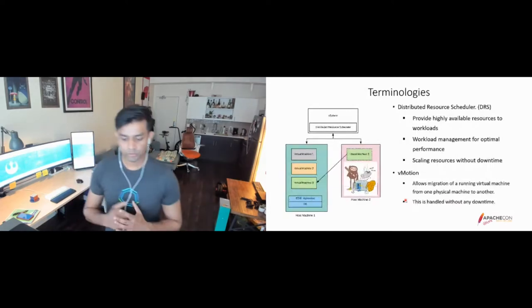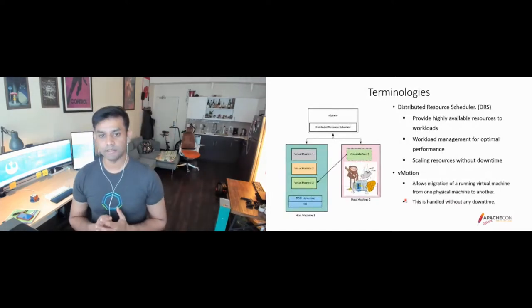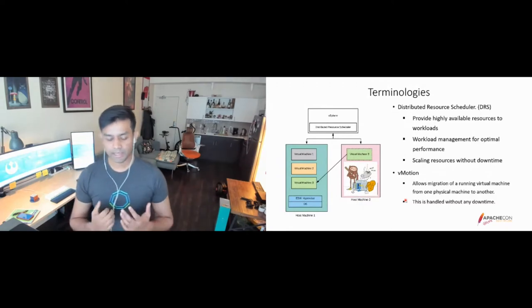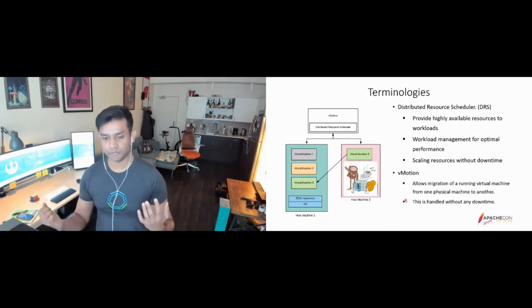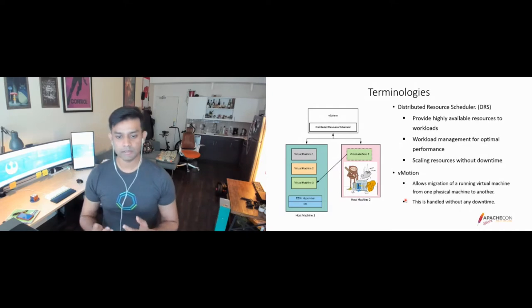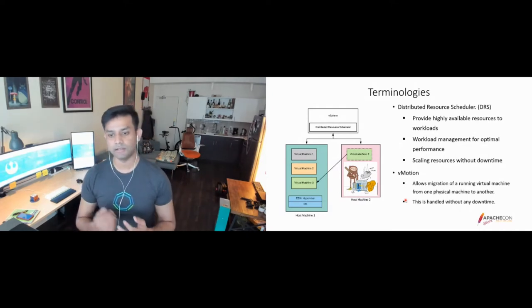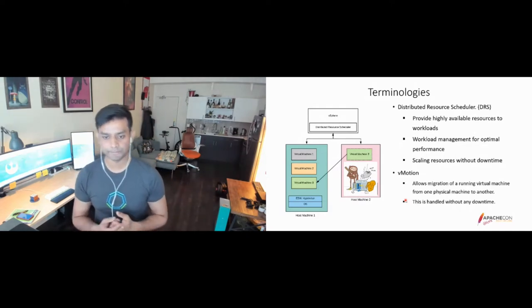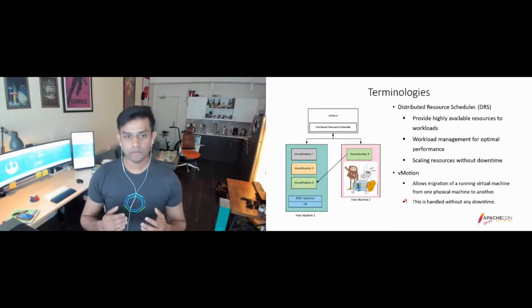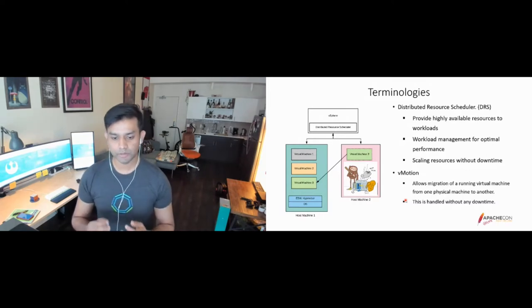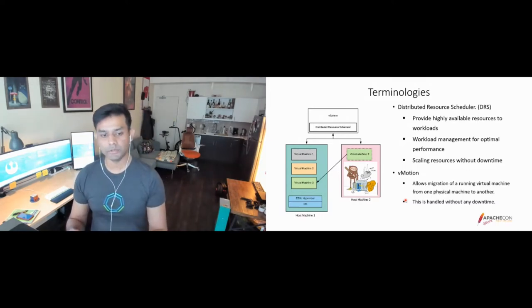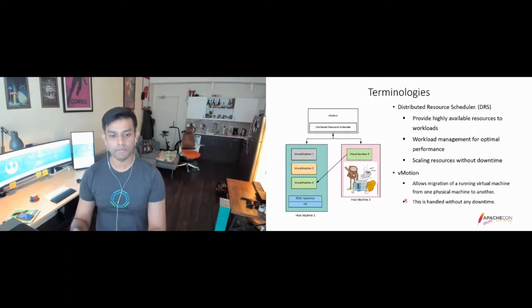One of the important tools that vSphere has is the distributed resource scheduler. Like any scheduler in the computer science world, its main job is to manage workloads and resources, that is, to assign resources to workloads. In our case, the workloads are virtual machines and the resources are the physical host machines. In order to do what DRS is able to do, it needs a tool called vMotion. vMotion is a technology that allows a virtual machine to be migrated from one physical host to another without any downtime.